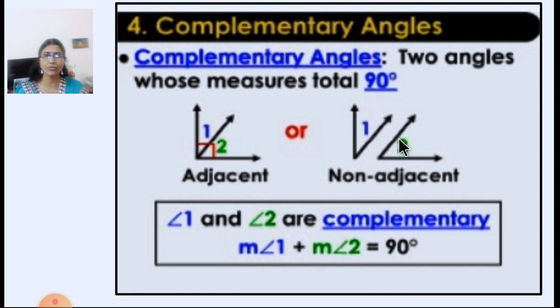Whereas here these two are also complementary but they are non-adjacent. They don't have any common side or any common vertex, but they are also complementary. Why? Because when you add these two angles their summation is 90 degrees.